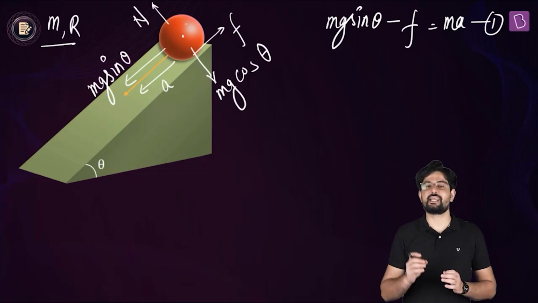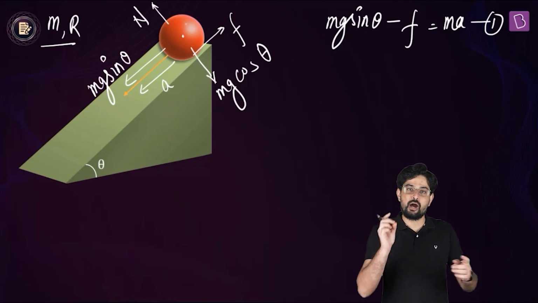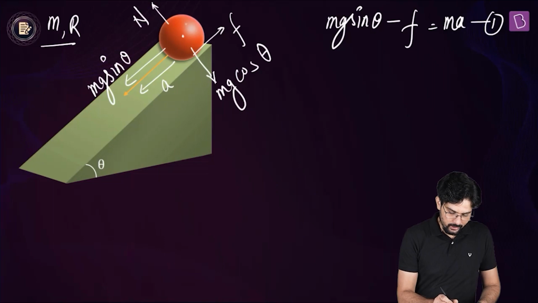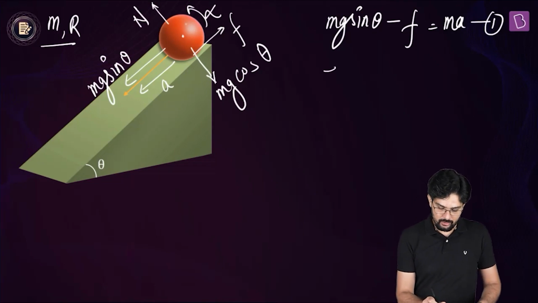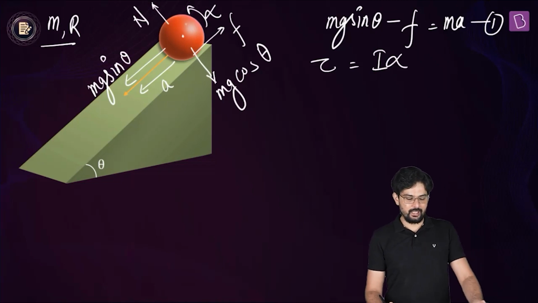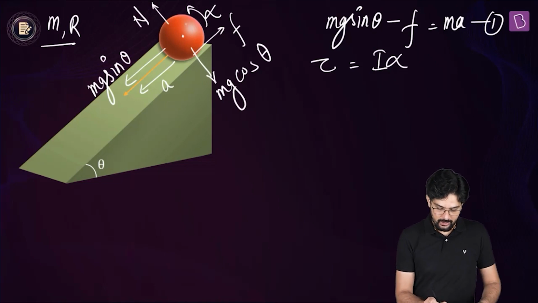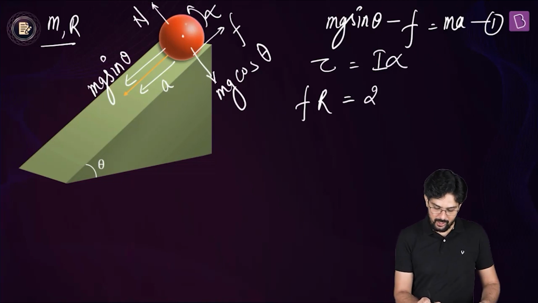And we will get the second equation by applying tau is equal to I alpha. So about the axis of rotation, let's assume that the angular acceleration of this solid sphere is alpha, right? So we have tau is equal to I alpha. And you can see that about the axis of rotation, the torque of the friction force is Fr. And this is going to be the moment of inertia of the solid sphere, which we know is 2 by 5 mr square.